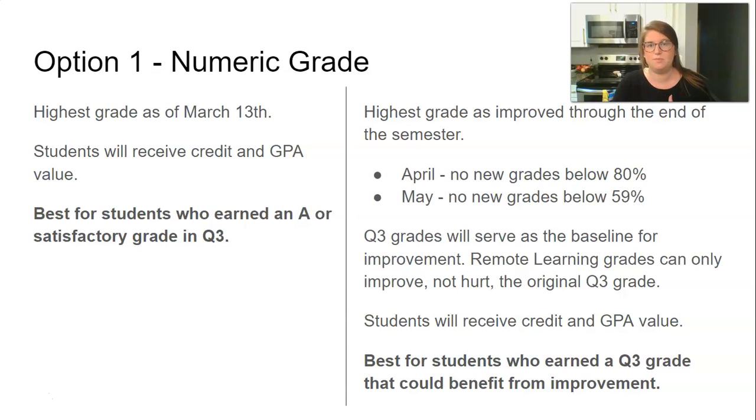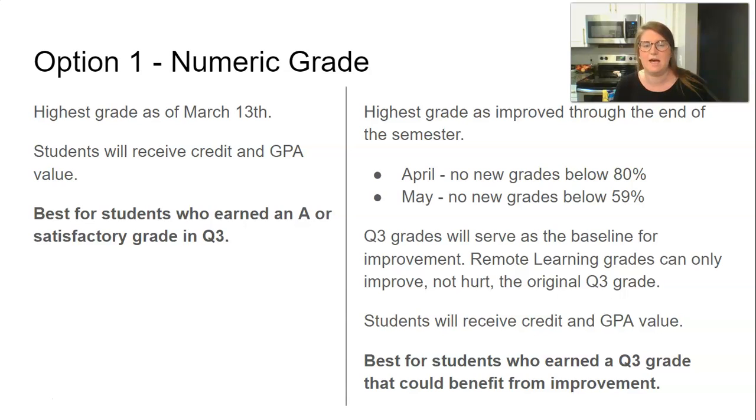The other option would be to use some of these remote learning opportunities to better your quarter three grade. So in April and May, we provided a whole bunch of different opportunities for you guys to continue working on the curriculum as well as to better your grades. So any assignments that were assigned in April will receive grades an 80 or higher, and then any assignments that were assigned in May would receive 59% or higher.